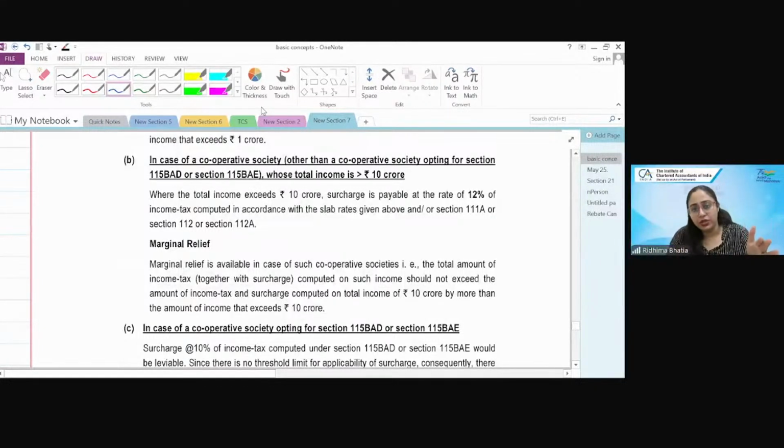Now, once that got abolished, surcharge was introduced in the concept of tax itself. Now, what is surcharge? Let's see.